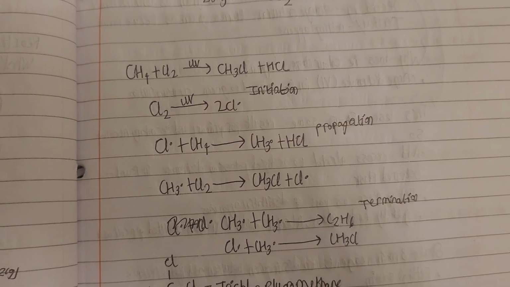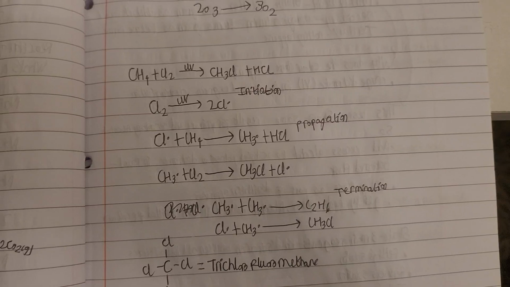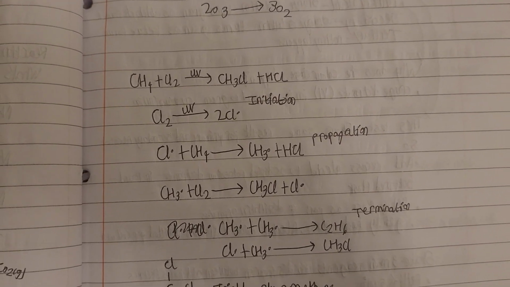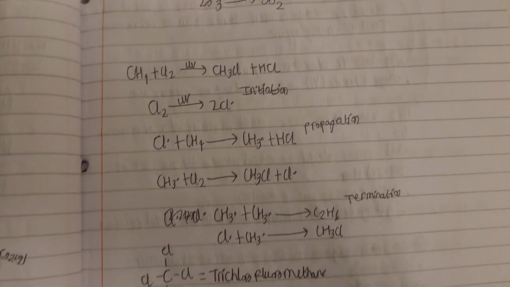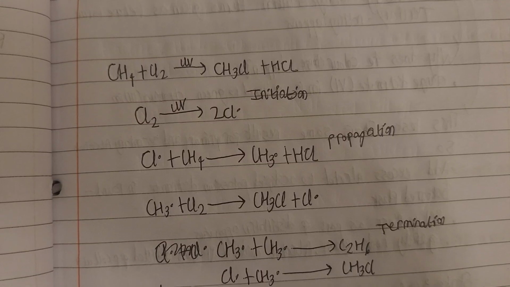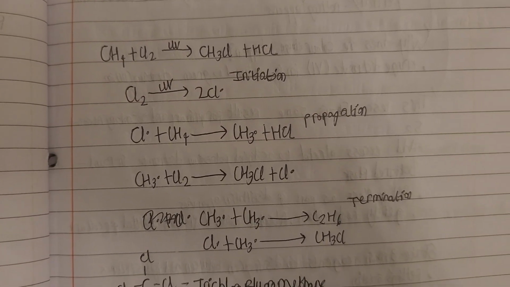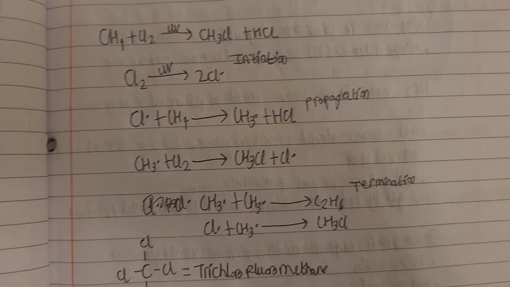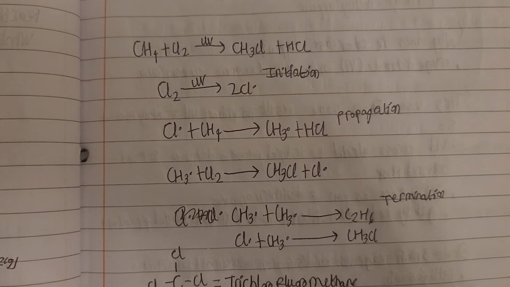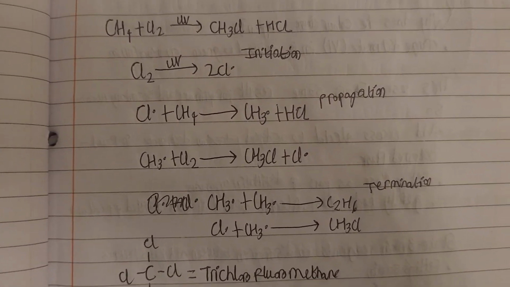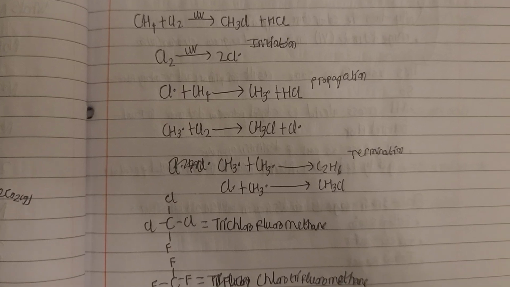And generally initiation is the easiest of the steps, then termination second easiest, but propagation is the hardest, so recap that. Cl dot + CH4 to form CH3 dot + HCl, CH3 dot + Cl2 to form CH3Cl + Cl dot.